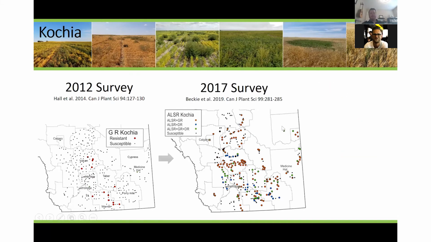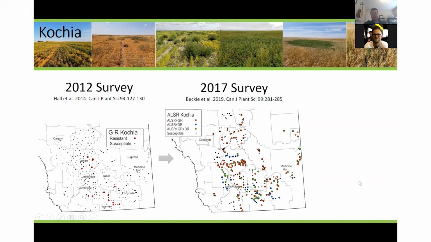So the subsequent kochia survey in Alberta was conducted 5 years after this baseline survey. And after 5 years, the incidence of glyphosate resistance in kochia increased from 5% to 50% of the populations. So it's spreading very rapidly. You can see shown by the red and green dots on this map.